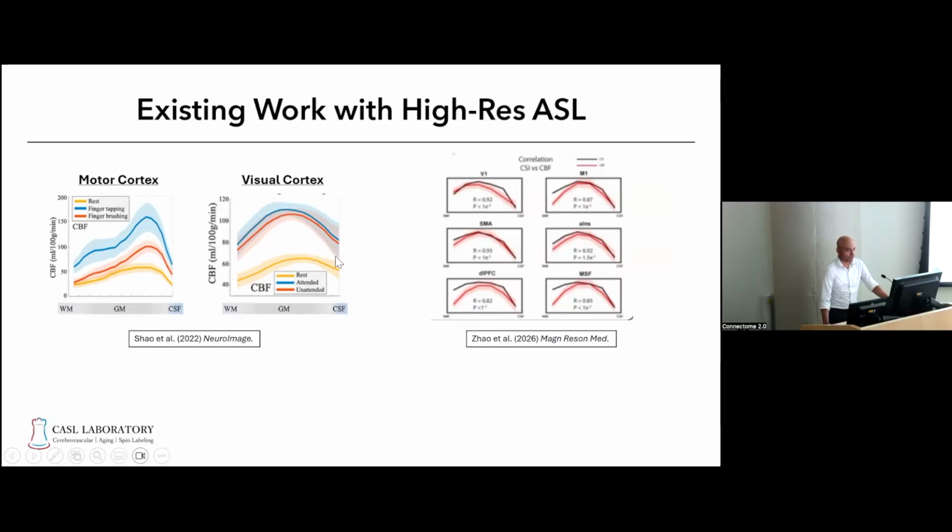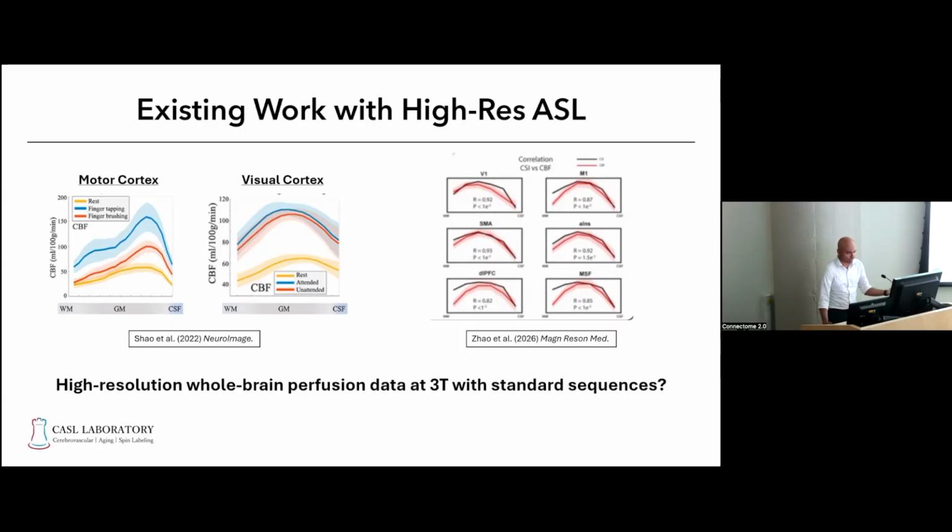that pial surface. The graph on the right is much more recent data that was published this year, using the 7T Impulse scanner to look at these same data, going again from white matter to pial surface. What these are showing is a pretty good correlation between the CBF values across the cortical depth and cell body density imaging data that was acquired independently of that. This shows really the promise of being able to use ASL with the right methods to look at this. So the question that we had is, can we acquire similar high resolution whole brain perfusion imaging data at 3T with standard sequences to be able to look at this as well?